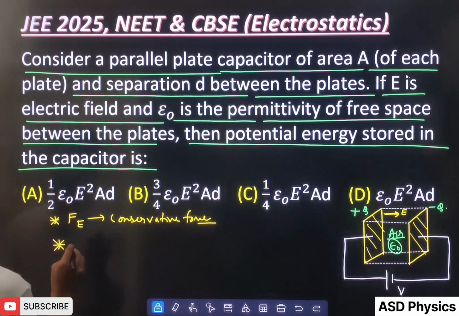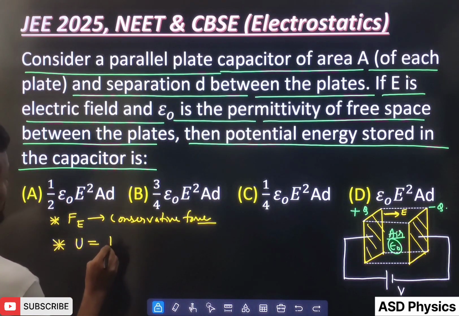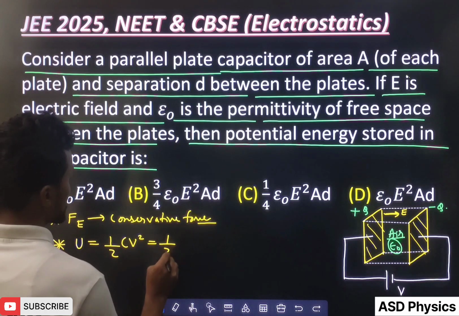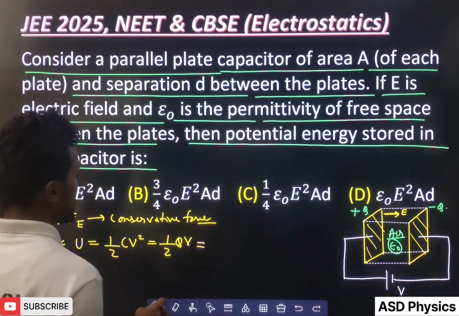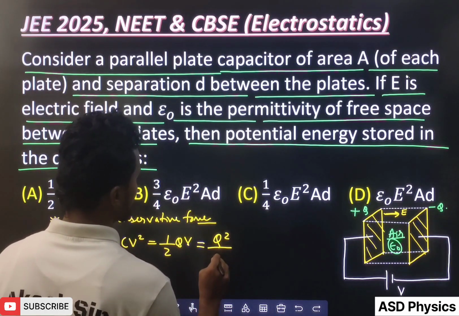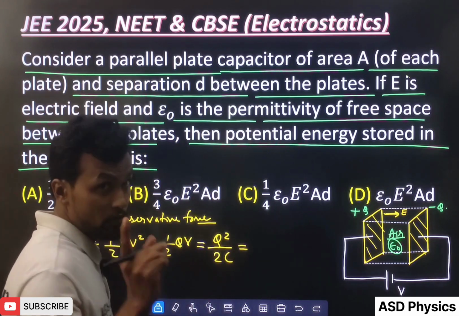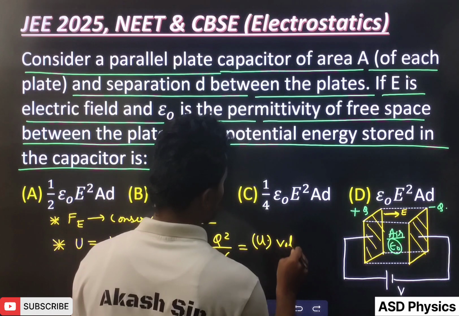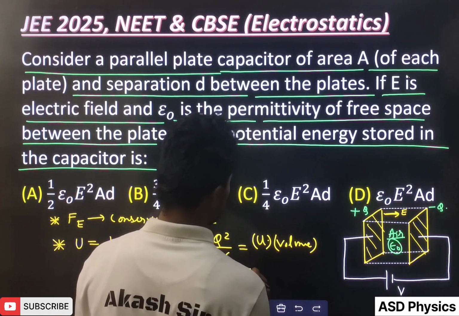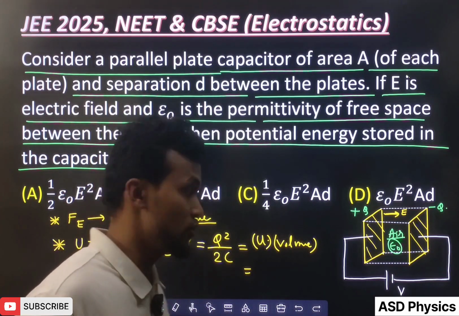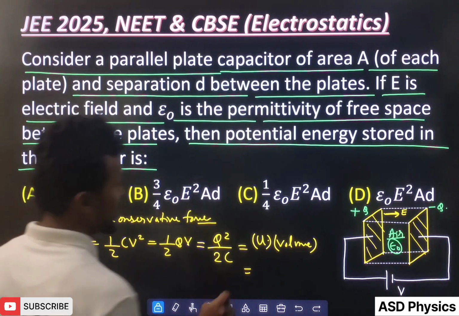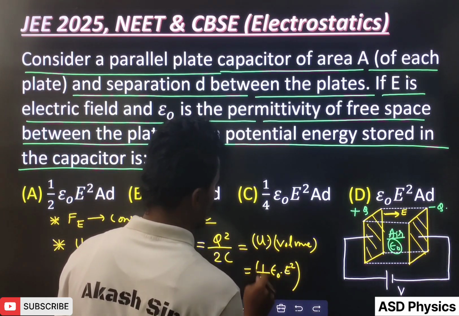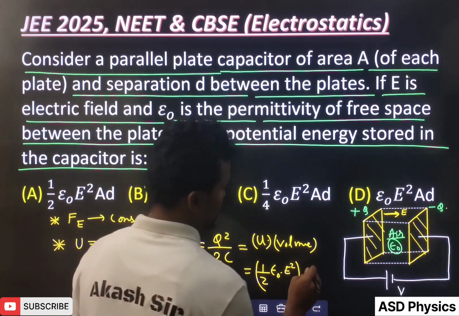So here this energy is given by the formula U equals half CV square, or we can write half QV, or Q square by 2C. One more formula is there: energy density into volume. Energy density means energy per unit volume, and into volume means again energy. Energy density is half epsilon naught E square, and the volume is AD.